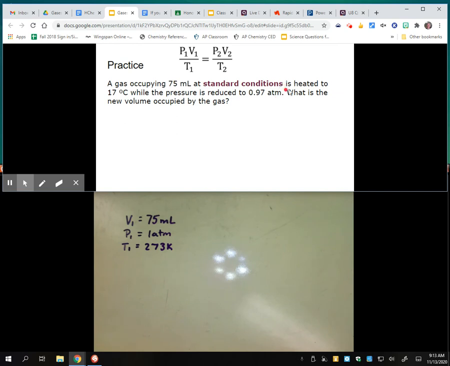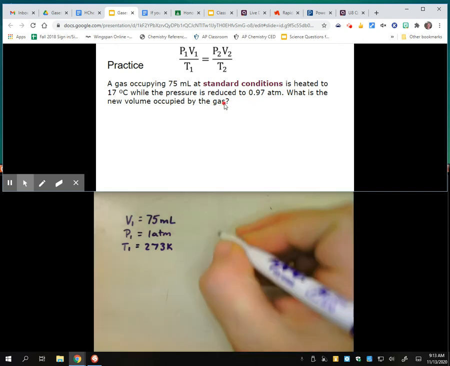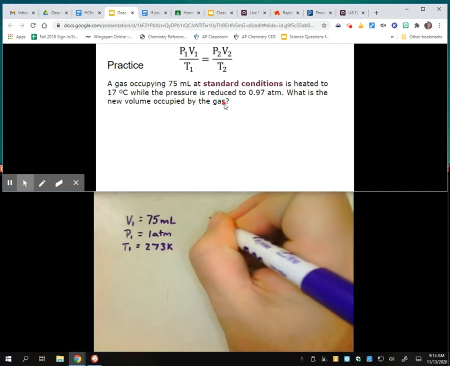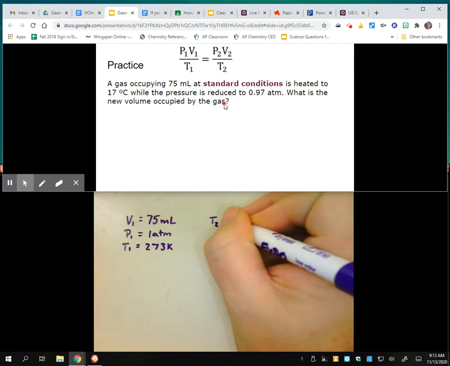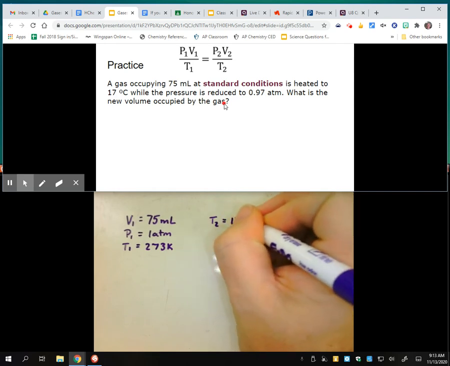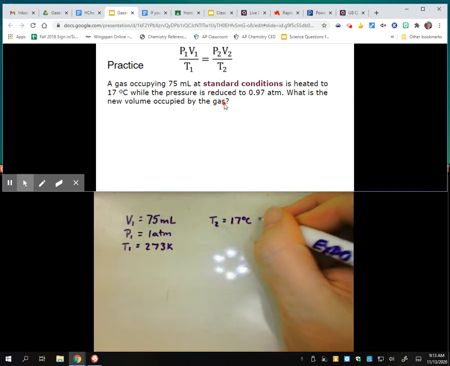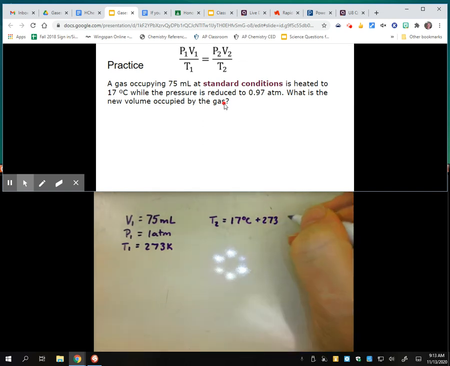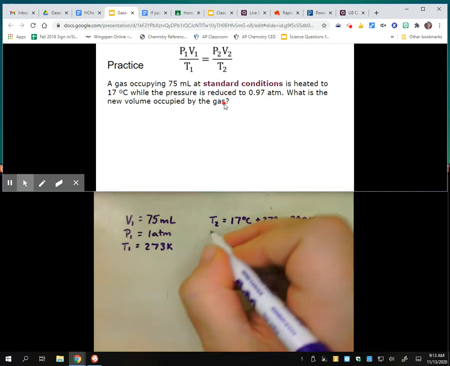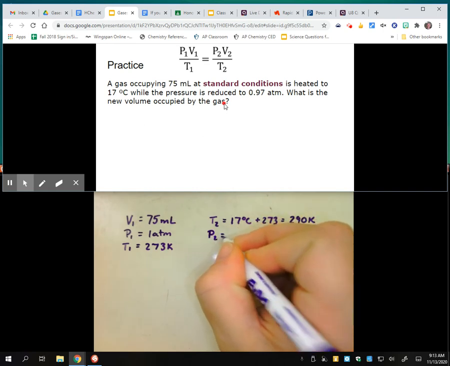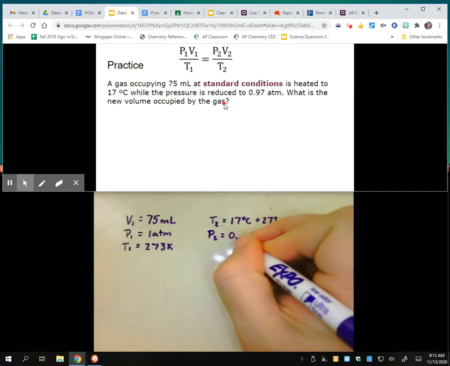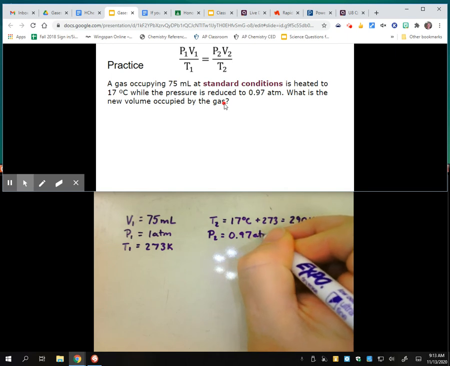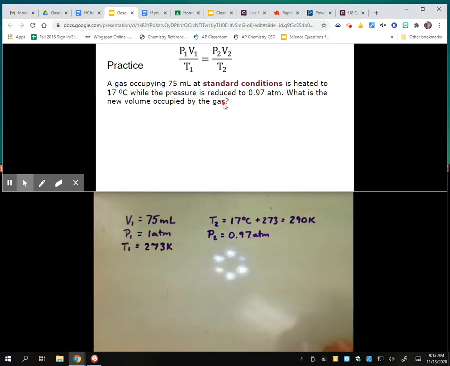All right, now we're going to change the conditions. And you can read it here, is heated to. All right, so we're changing the conditions. So it's heated to 17 degrees C. So my new temperature is 17 degrees C. I need to convert that to Kelvin, and I'm just going to go ahead and do that by adding 273 and end up with 290 Kelvin. While the pressure is reduced, so pressure 2 is 0.97 atm. What is the new volume?